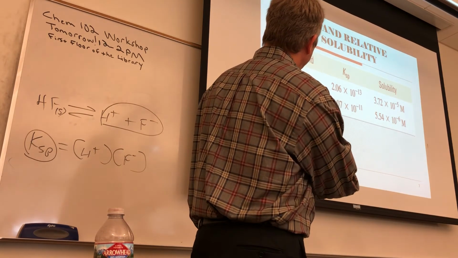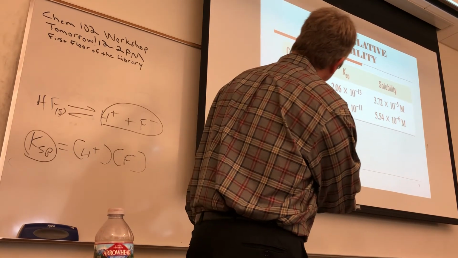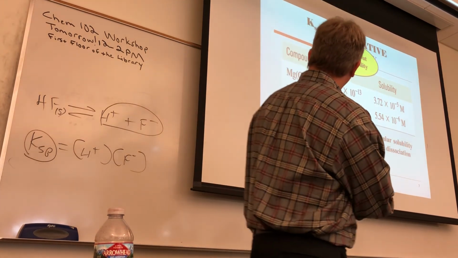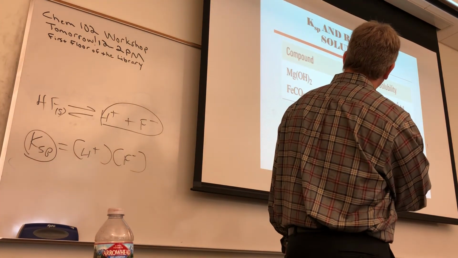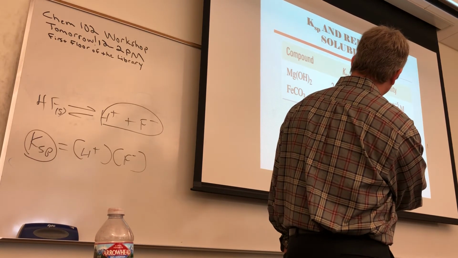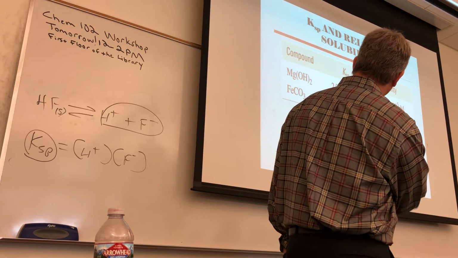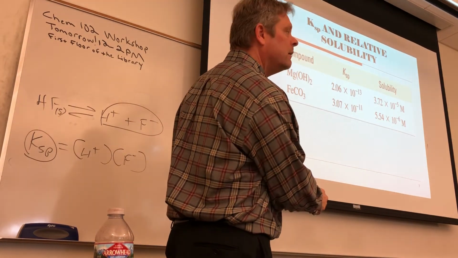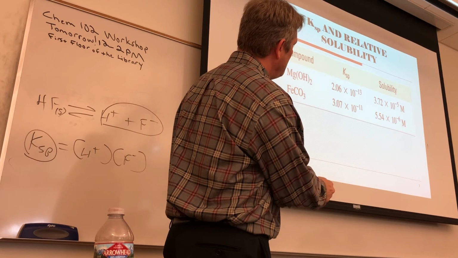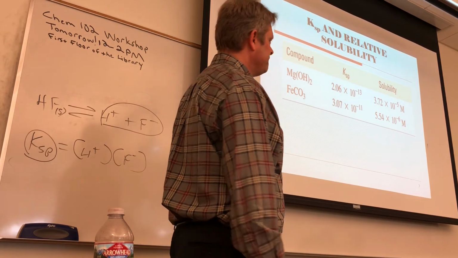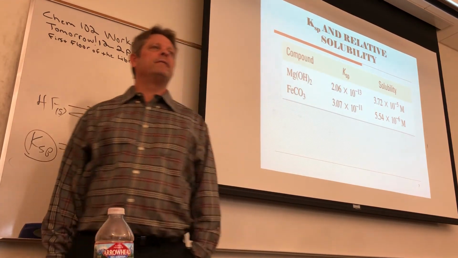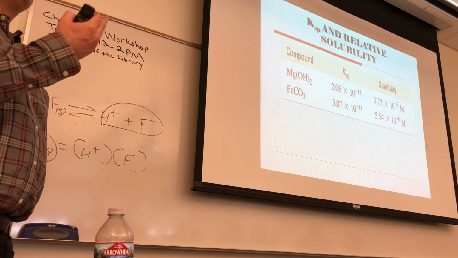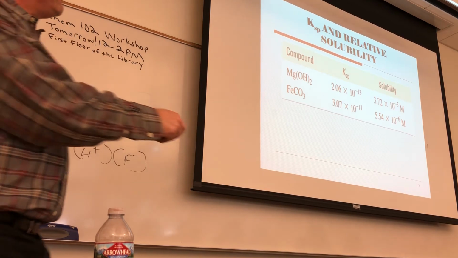Okay, so let's take a quick look. So I have magnesium hydroxide and FeCO3. Here's the KSP for the magnesium hydroxide. And the FeCO3 is iron carbonate, iron 2 carbonate. And it's higher. But what about the solubility? Lower. It's the opposite. For this, that's intuitively not right. You would expect these to follow along.